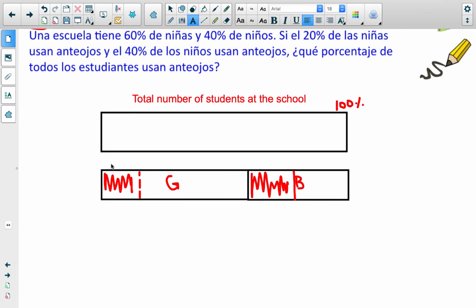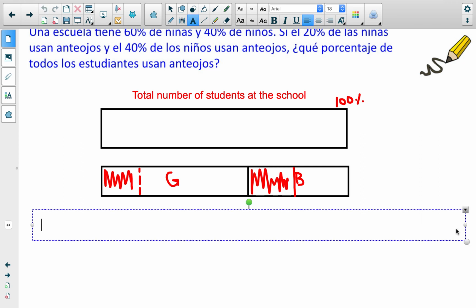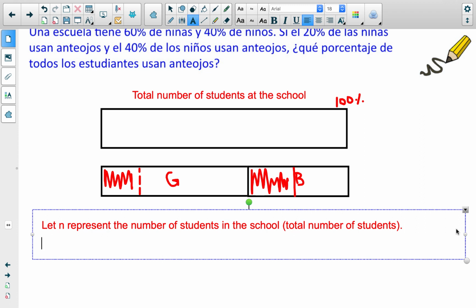Now, follow me algebraically. I drew a picture so you guys have an understanding of what's happening visually here. We're going to let N represent the number of students in the school, so the total number of students. Now, the 60% of the girls can be represented by 6/10 N. 60% of N, remember, N represents the total number of students. So if you take 60% of that, you'll get the number of girls.